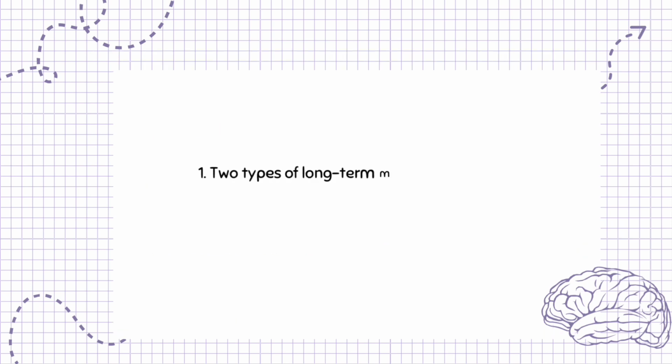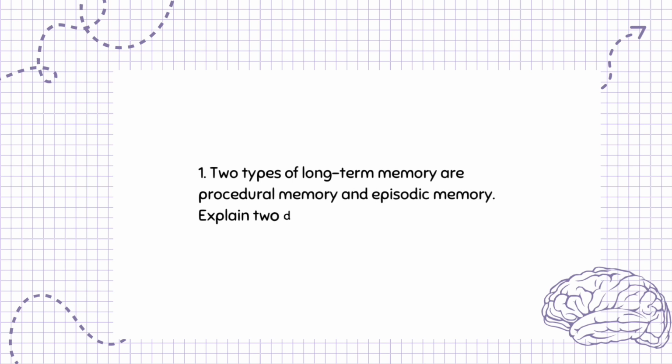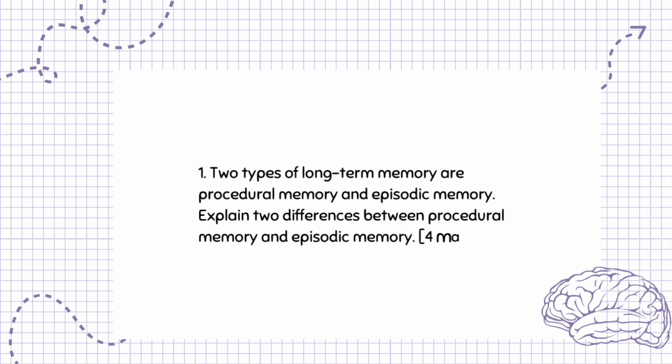Question 1. 2 types of long-term memory are procedural memory and episodic memory. Explain 2 differences between procedural memory and episodic memory. 4 marks.